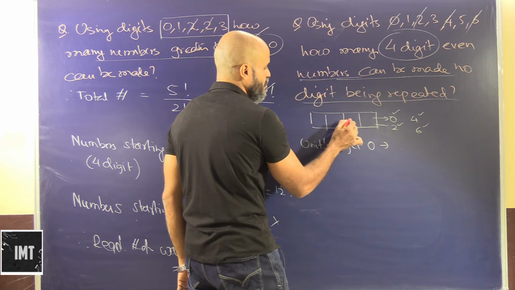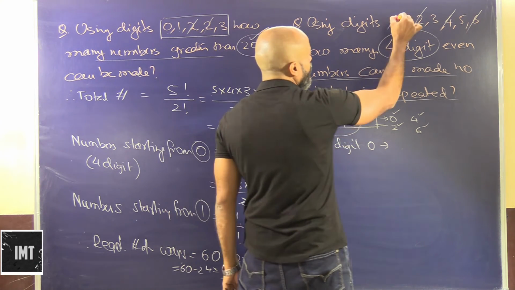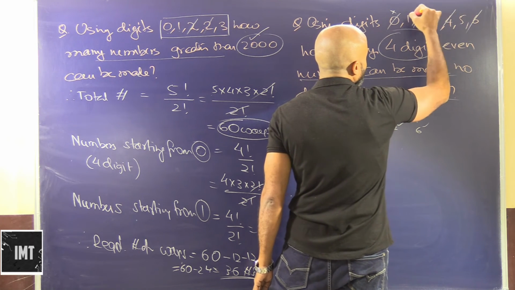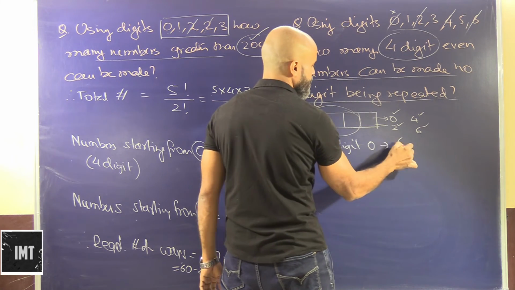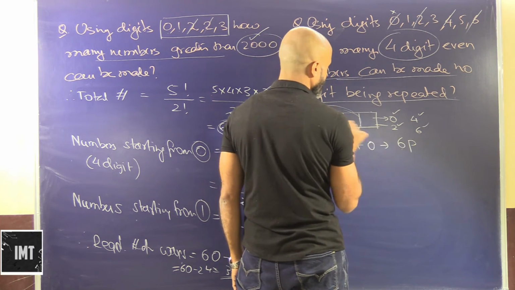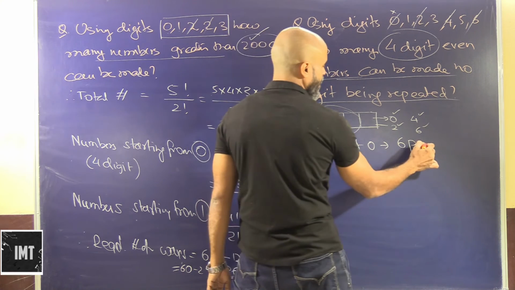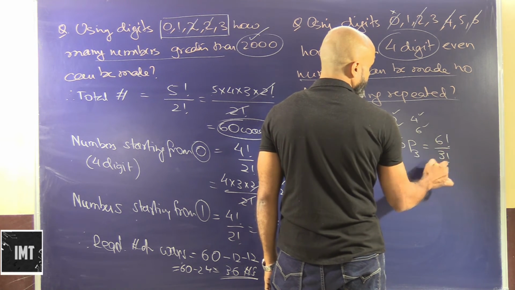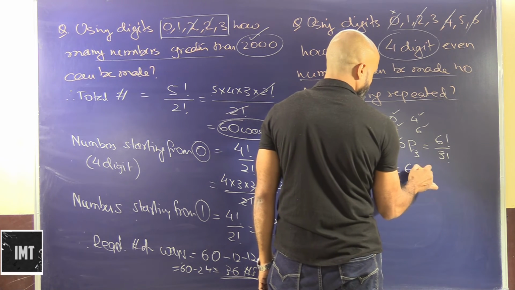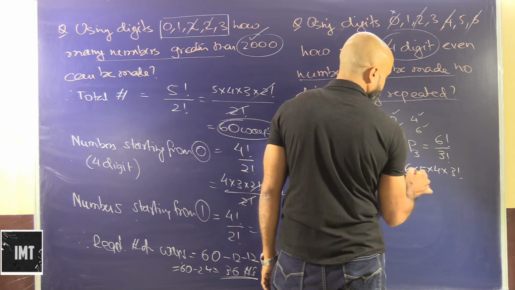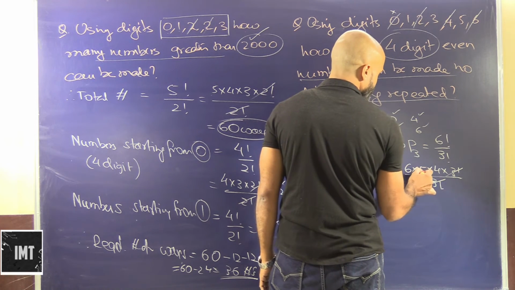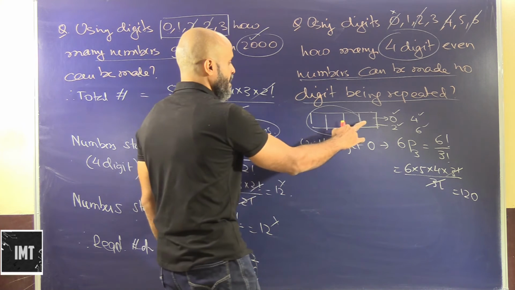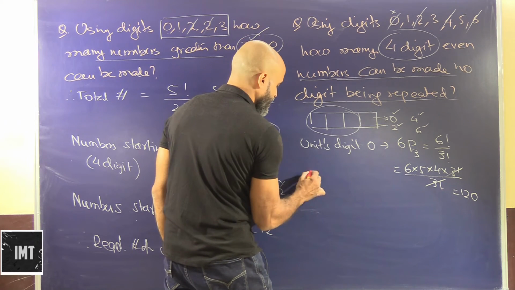This can be done in 1, 2, 3. If we exclude the 0, we have 1, 2, 3, 4, 5, 6, so 6 numbers, and we can fill the 3 places in 6P3 ways. That will be factorial 6 by factorial 3, so 6 into 5 into 4 into factorial 3 upon factorial 3. 6 5s are 30, 30 4s are 120 ways with numbers ending with 0.